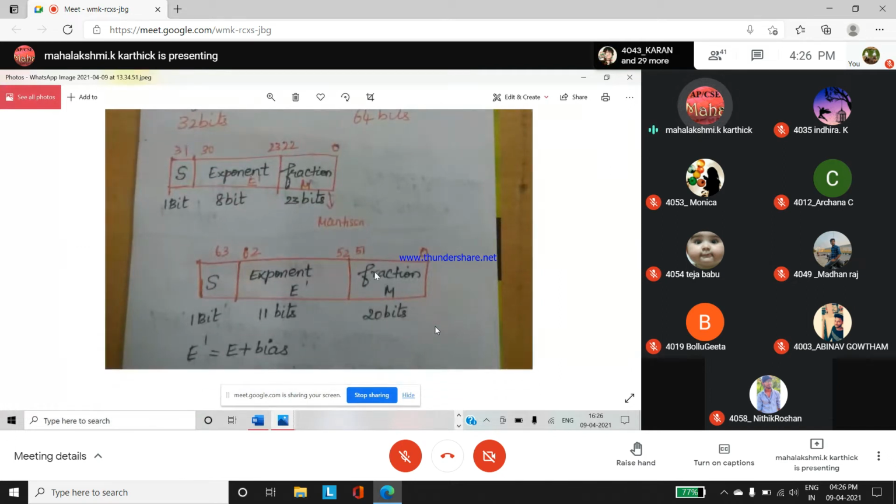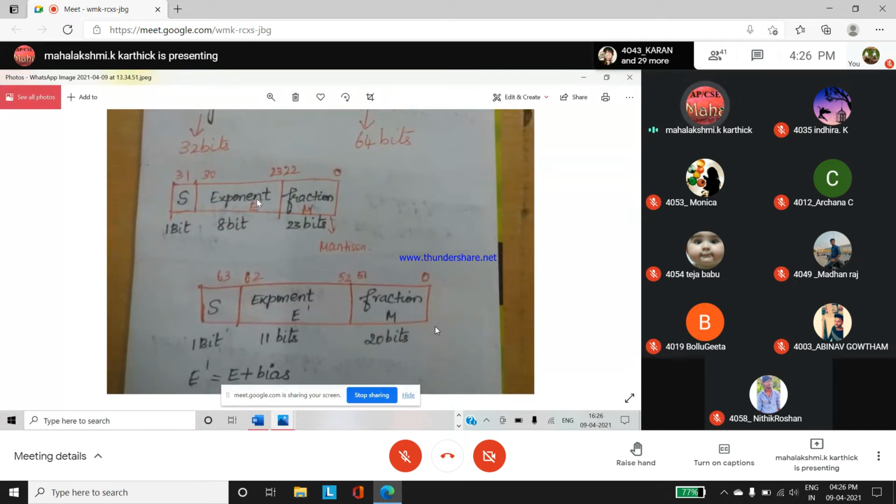Next, after knowing what single precision and double precision formats are, remember how many bits are allotted for each field. Fraction 52 bits, exponent 11 bits, sign 1 bit. Now, if you have noted in depth, they have mentioned E dash here, and here also E dash. So the exponent is represented like this.